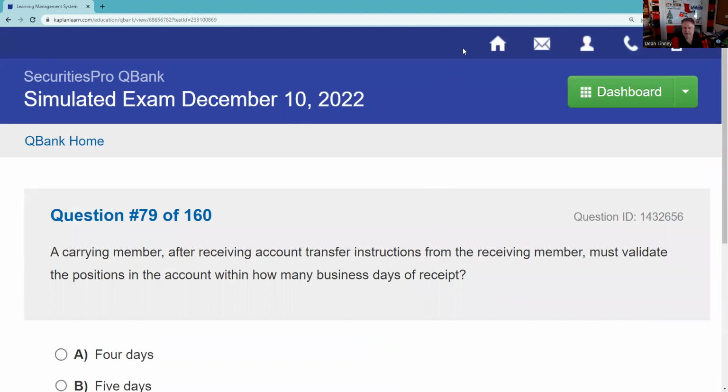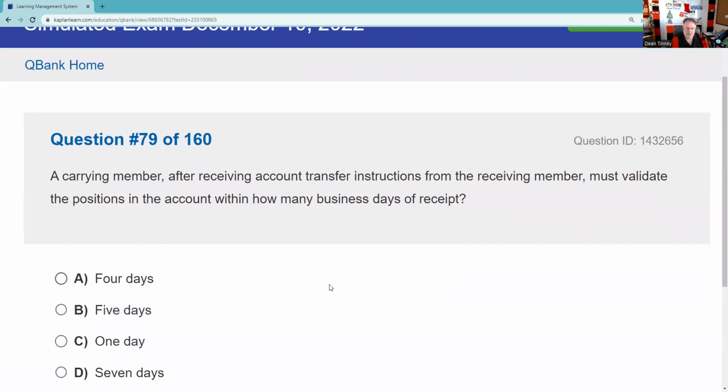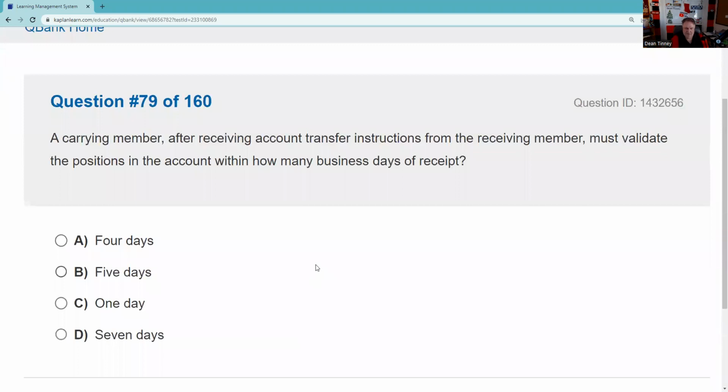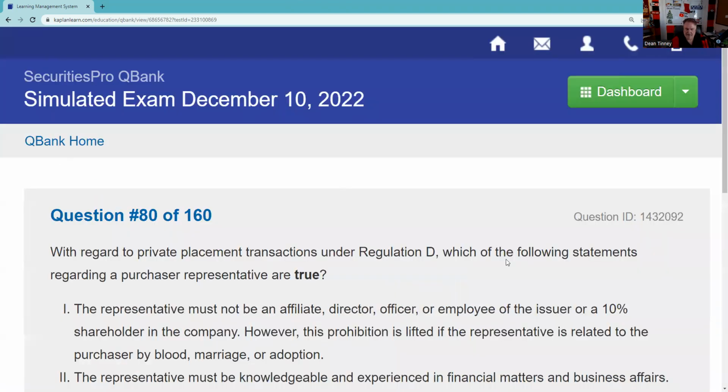Question 79. A carrying firm, after receiving account transfer instructions from the receiving member, this is very testable, must validate the positions within how many days of receipt. That is 1 day, and that is very much a test question. Question 80.